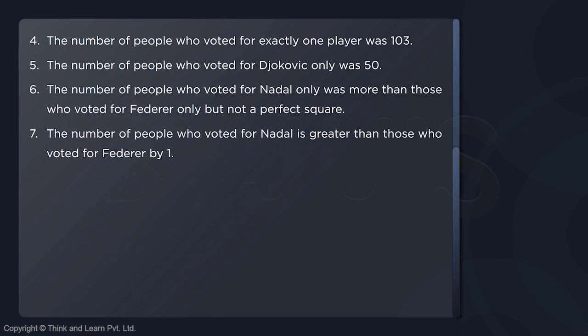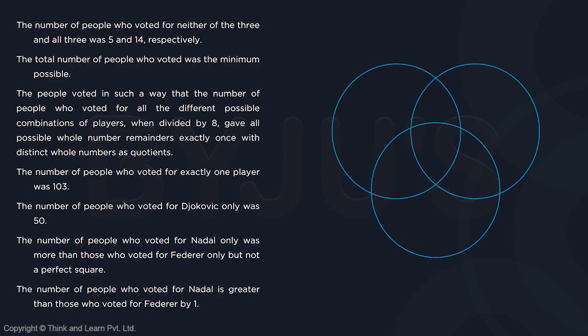The number of people who voted for exactly one player was 103, and the number of people who voted for Djokovic only was 50. The number of people who voted for Nadal was more than the number of people who voted for Federer, but it was not a perfect square. The number of people who voted for Nadal is greater than those who voted for Federer by 1. So let's go ahead and try to fit these points in the Venn diagram.